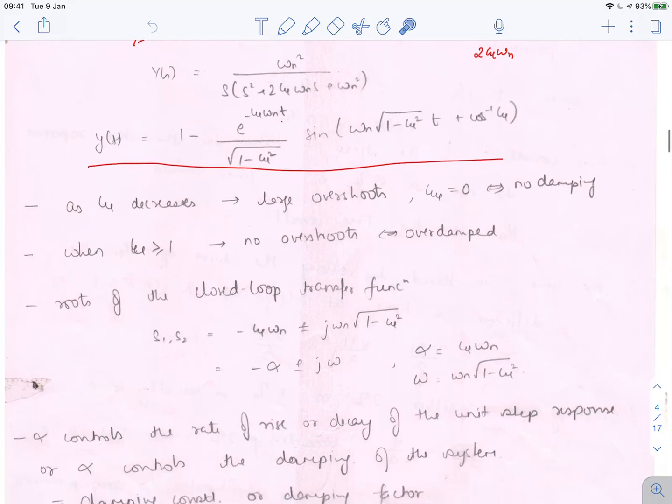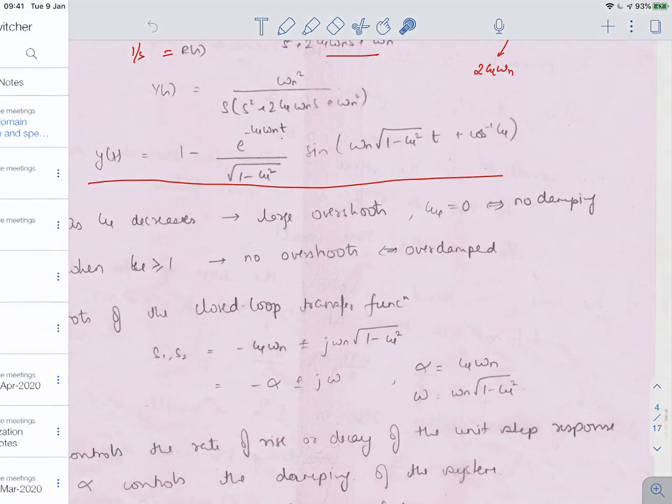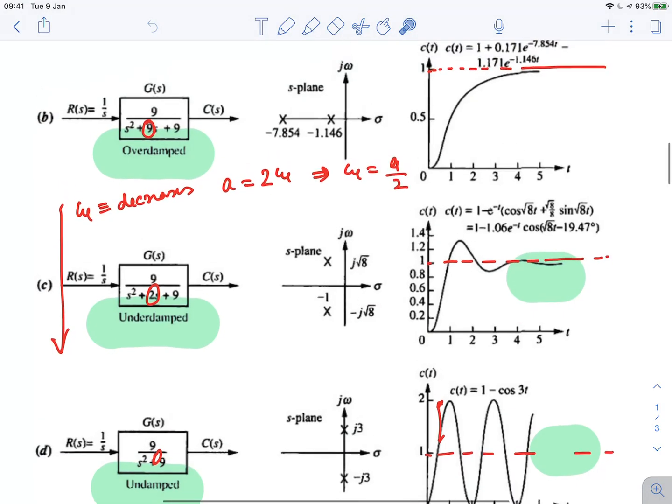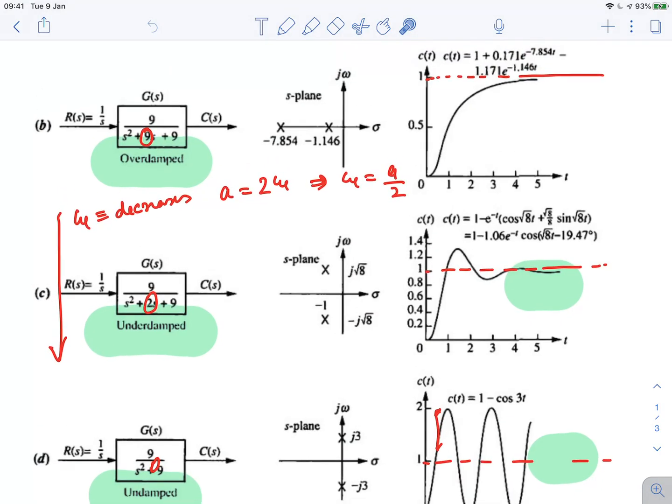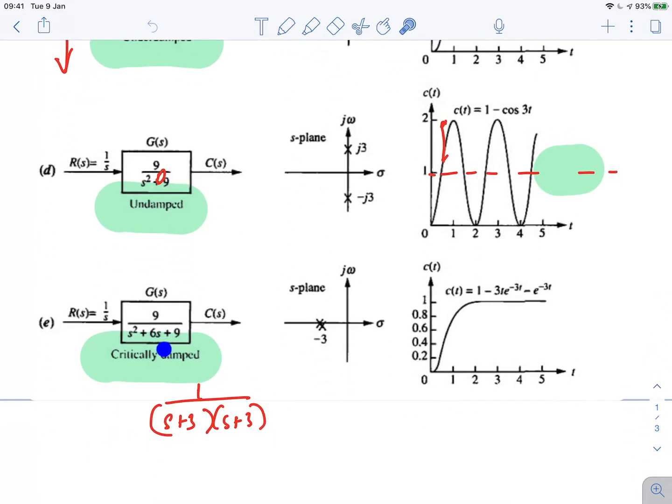Okay, so now we are defining those different types of responses: overdamped response, underdamped response, and critically damped response in terms of the value of the parameter xi. So if you want to recall this, for xi greater than or equal to 1, in the b part, we have no overshoots. Similarly, here we have xi greater than 1 in the e part. Again, we don't have any overshoots.